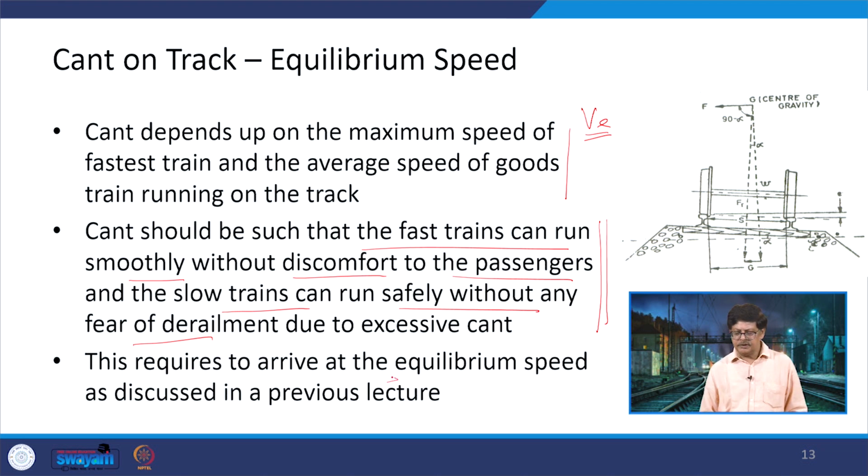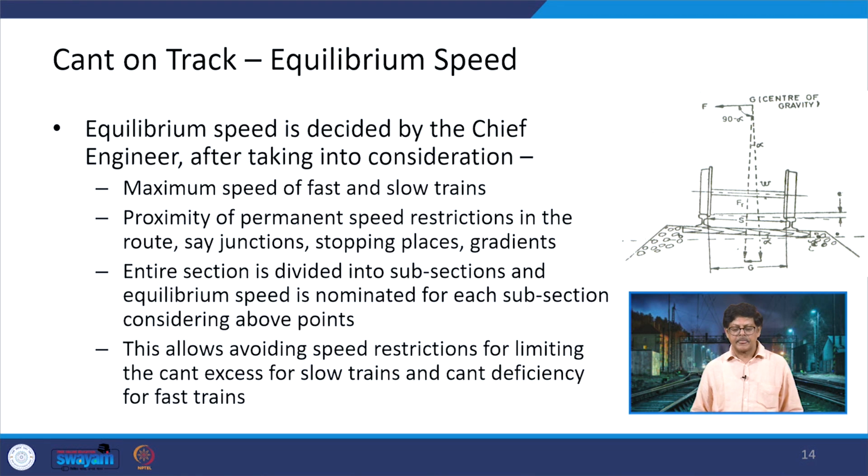Now, this requires arriving at an equilibrium speed as discussed in the previous lectures. This equilibrium speed is decided by the chief engineer after taking certain elements into consideration. What are those elements? One is the maximum speed of the fast and the slow trains, so we have V1 and V2. Another is the proximity of permanent speed restrictions in the routes, say junctions, stopping places, gradients. We discussed the various speed restriction schedules, where we talked about conditions of 10, 20, 30 or 50 kilometers per hour, if you remember those.